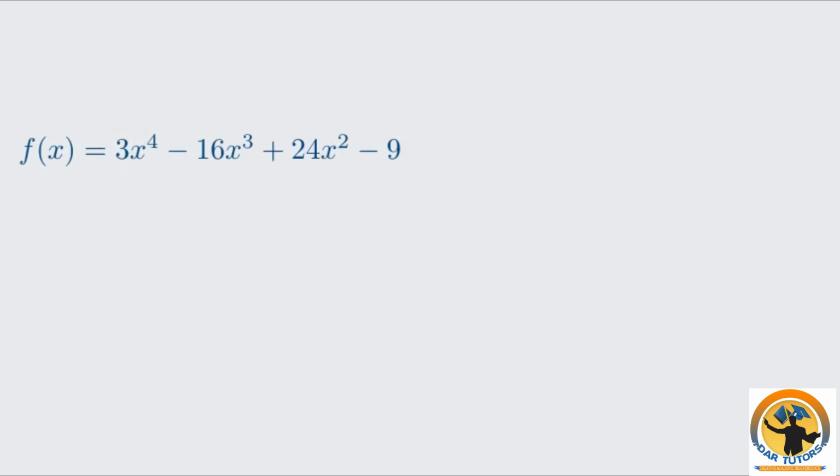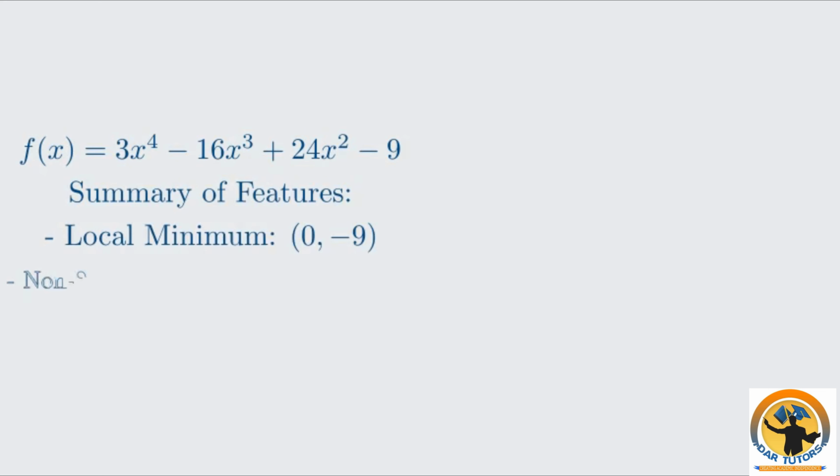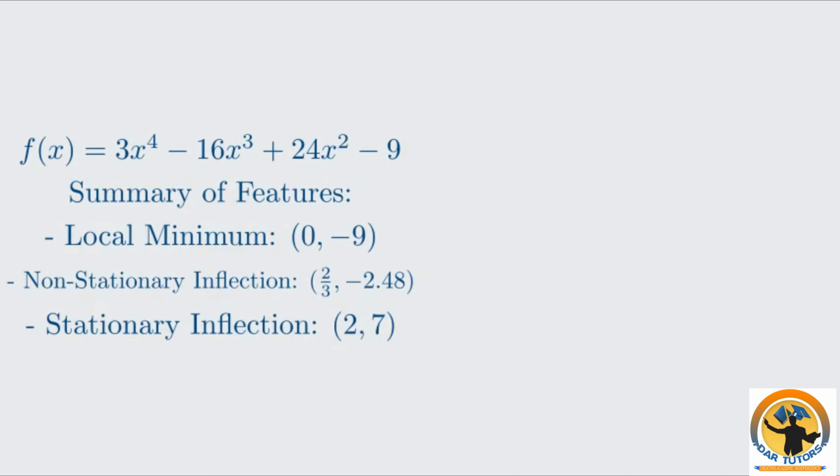Now we have all the information needed to sketch the graph of f of x equals 3x to the power of 4, minus 16x cubed plus 24x squared minus 9. Let's summarize our key features. A local minimum at 0, negative 9, a non-stationary inflection point at approximately 0.67, negative 2.48, and a stationary inflection point at 2, negative 7. We can also use our sign diagrams to determine the intervals of increasing, decreasing, and concavity.